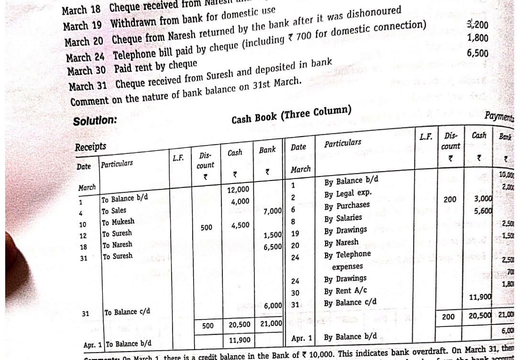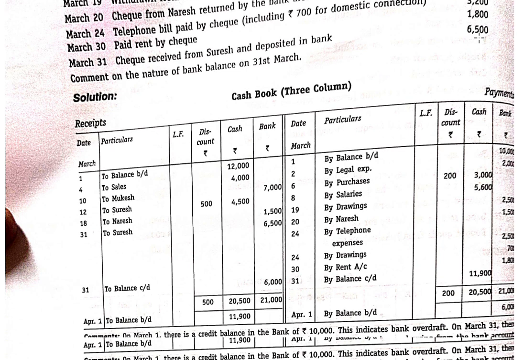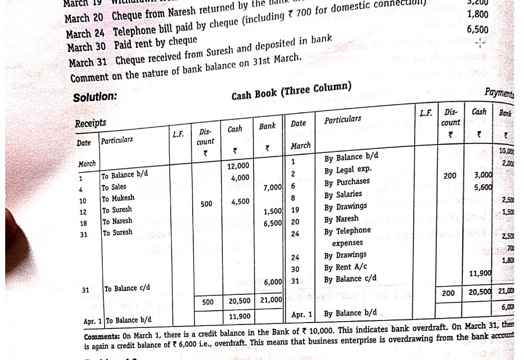So do we have to record this or not? Tell me. Because it is your telephone bill, 3,200. Yeah, so it is an expense. We have to do what? By check. So again it will go in the bank column, but 700 we have to deduct. 3,200 minus 700. What's the value? 2,500 will go in the bank account. See here, by telephone expenses 2,500. Next is what? Paid rent by check. Again rent to bank. So March 30th by rent 1,800.